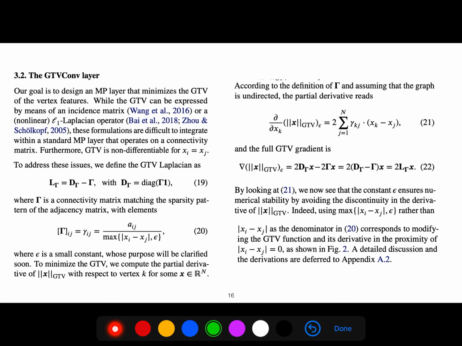While the graph total variation can be expressed by means of an incidence matrix, the L1 Laplacian operator, these formulations are difficult to integrate with a standard message passing layer that operates on a connectivity matrix. To address these issues, we define the graph total variation Laplacian as this one. So gamma is a connectivity matrix matching the sparsity pattern of the adjacency matrix with these elements.